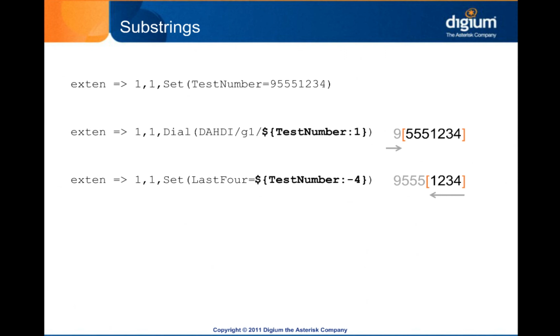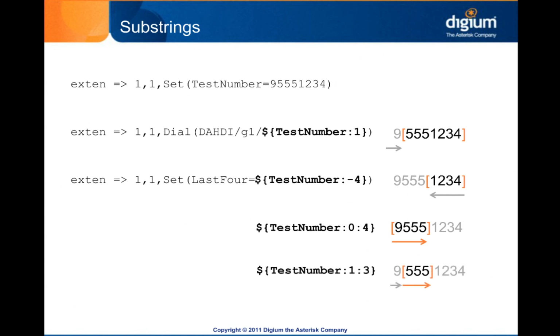The first four characters of the variable are accessible by these arguments. Here, we're skipping 0 characters and keeping the next 4 characters. The substring 555 can be represented with these arguments. Here we skip the first character and then keep the next 3.